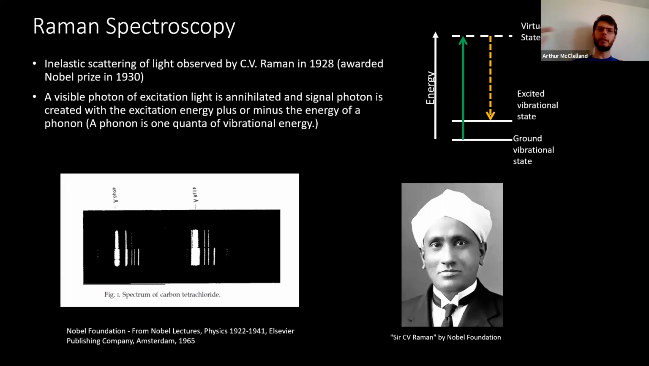So then the photon that comes out has to be a different color. So we're going to measure that different color. Here, these different lines correspond to the different colors of light that are coming out of the sample.